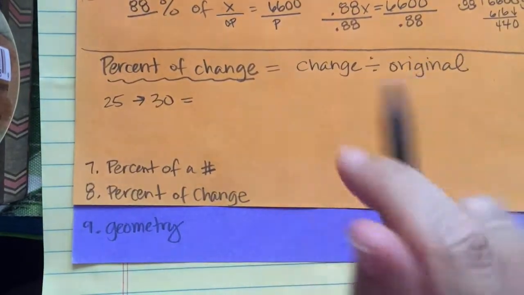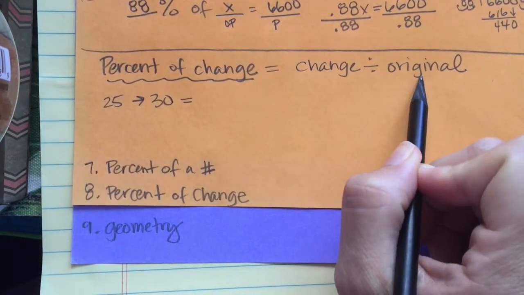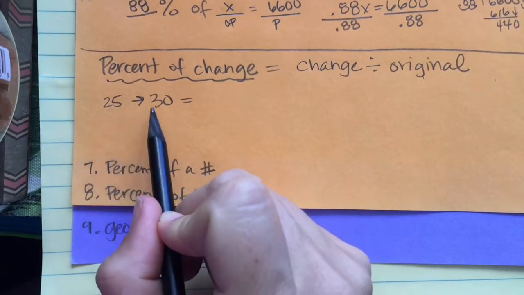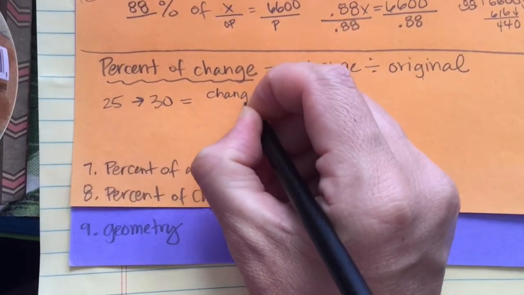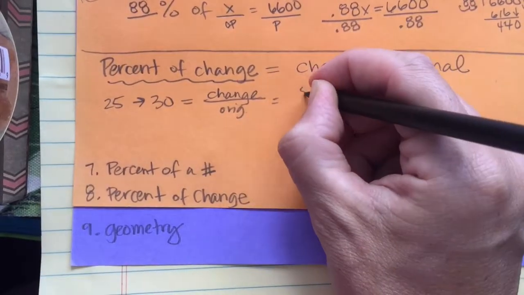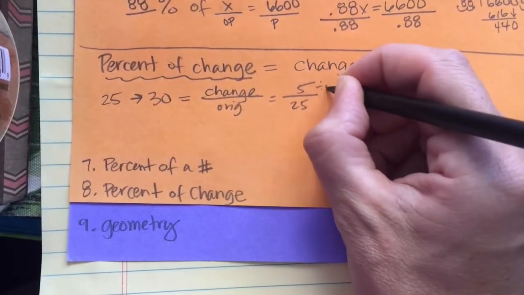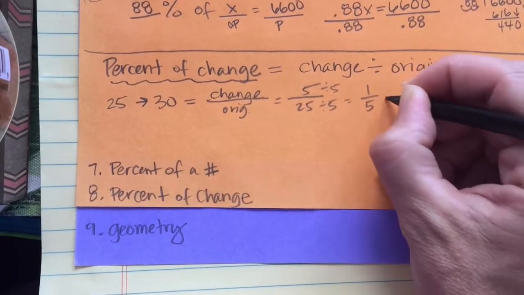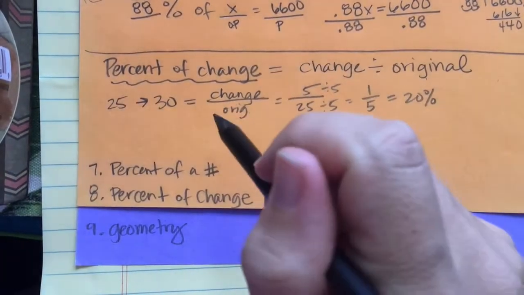So let's do a real quick example. Percent of change is just the change divided by the original. Go ahead and write that in there. And I'm just going to do one example. For example, 25 to 30, that is a change of 5 over the original of 25. So that would be 1 over 5, which is 20%. Okay, so make sure you get that in your flippy book.